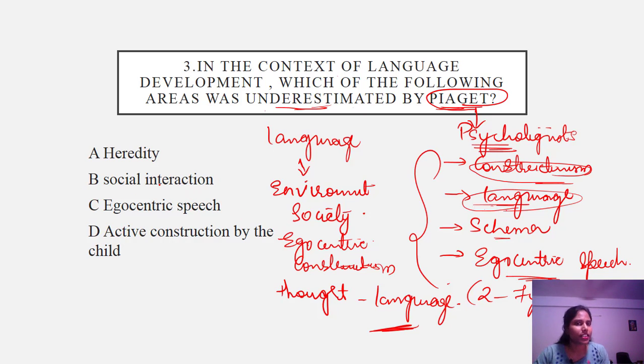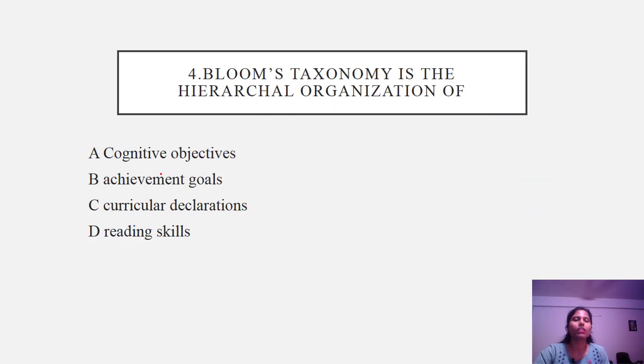As we have already discussed, he spoke about the social interaction. He also spoke about the egocentric speech. He also spoke about the active construction by the child. He has not given much importance regarding the heredity of a particular person. So he underestimated the heredity. This becomes the answer. The fourth question is, Bloom's taxonomy is the hierarchical organization of.